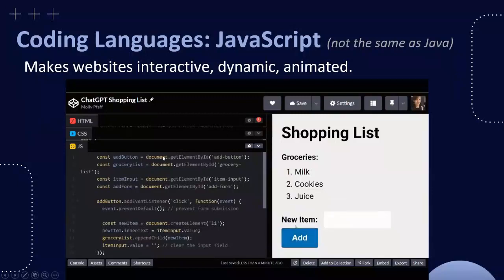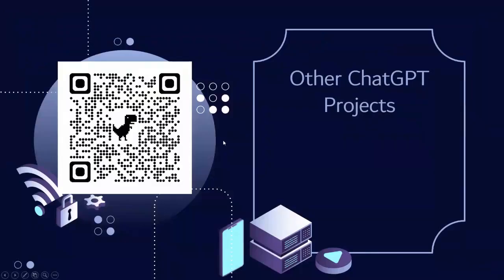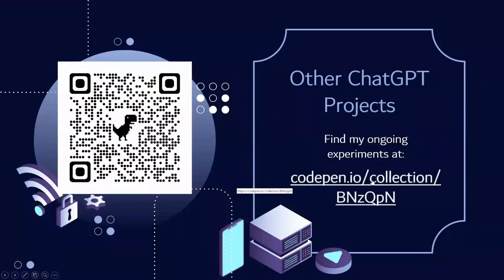There's other programming languages that make websites do stuff, but for our purposes, JavaScript is a good one to sort of play around with. Oh, and if you wanted to see some of those other coding projects that I was showing you, including the code, if you want to play with it, you can do whatever you want with it. It's not really mine anyway. That repository of all of my ChatGPT experiments is located at this website or at this QR code.